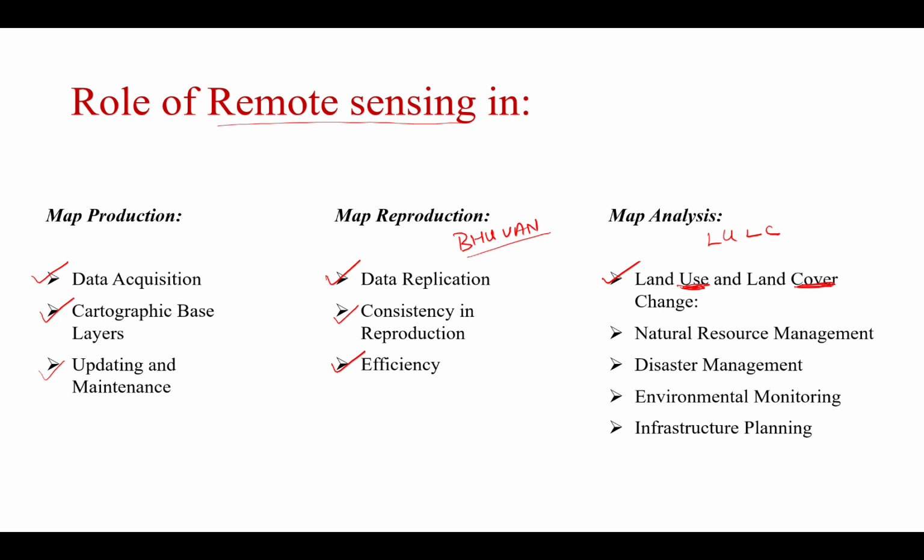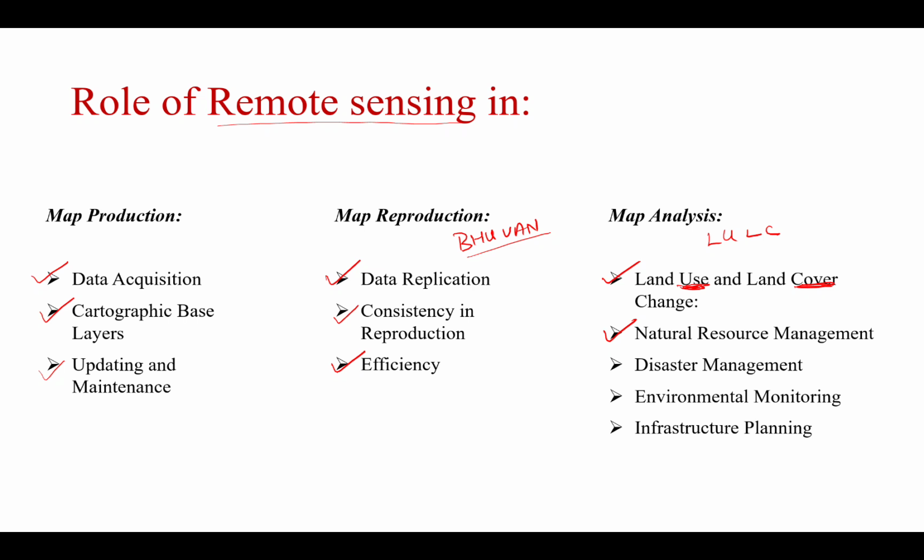Next is natural resource management. We have a lot of natural resources. We have vegetation, we have plants, we have water bodies, we have soil. These are all natural resources, and how we manage them is upon us. So it is very easy. Remote sensing makes it very easy for us to be able to manage our natural resources in the given area.